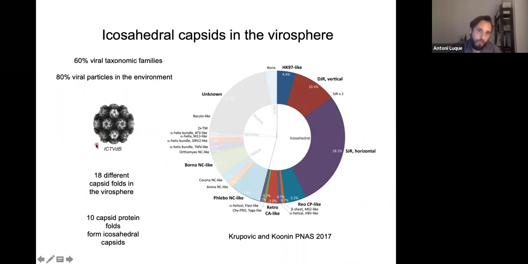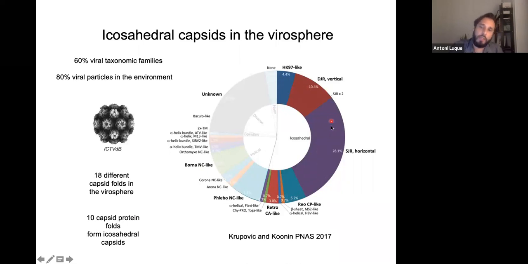Now, the icosahedral structure depends strongly on the protein 3D organization, the protein fold of the capsid protein. Here we have a graph on the right side that groups viruses, viral families, based on the capsid protein fold that they use. There are about 18 different capsid protein folds that have been characterized in the virosphere. And among those, 10 are capable of forming icosahedral capsids, and are the ones that are highlighted here.